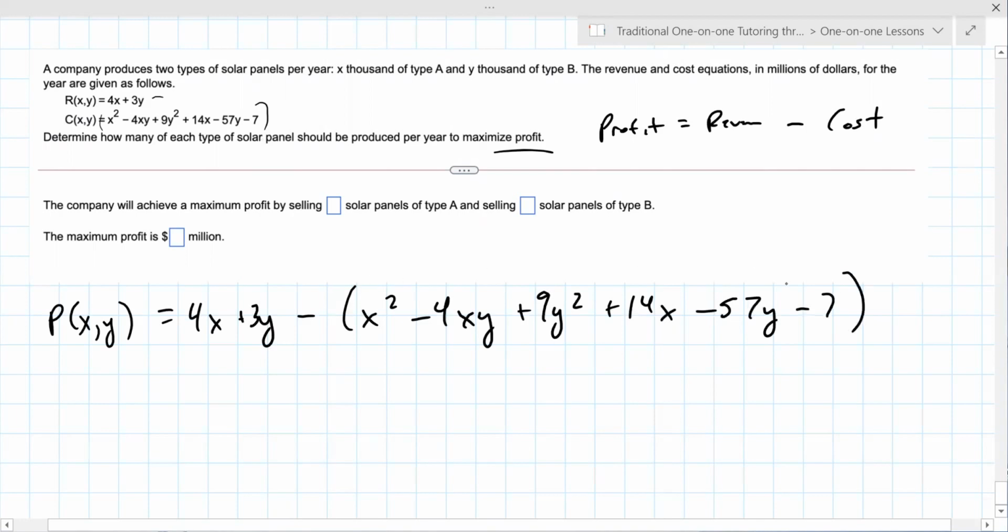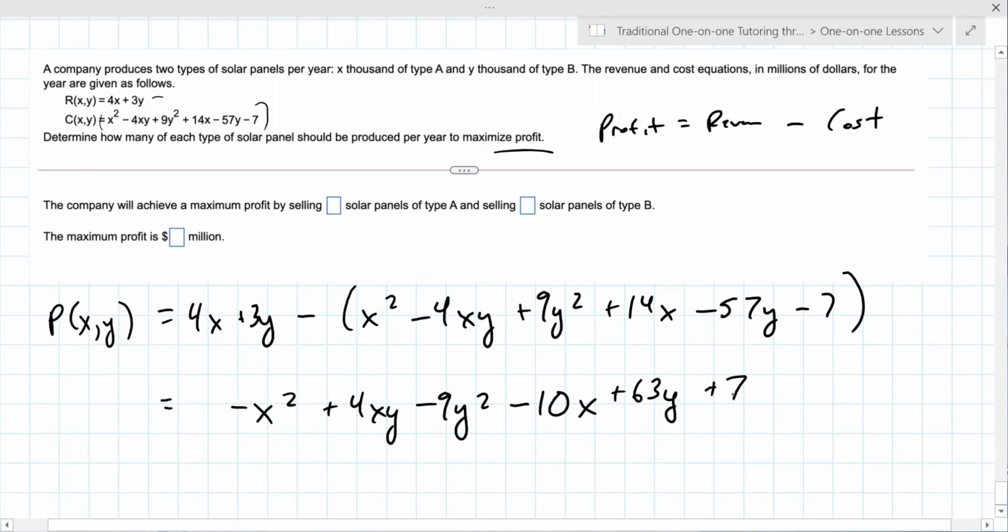So you're gonna distribute this negative to everything in here. And then you're gonna combine like 4x with the minus 14x and 3y with the now plus 60y, which will be the positive 63y. So this ends up being minus x squared plus 4xy minus 9y squared. So again, we're just distributing that in. This is minus 14x, but we got 4x to go with it, so minus 10x. Okay, and then plus 60y plus 3y, so plus 63y, and then minus 7 becomes plus 7. Okay.